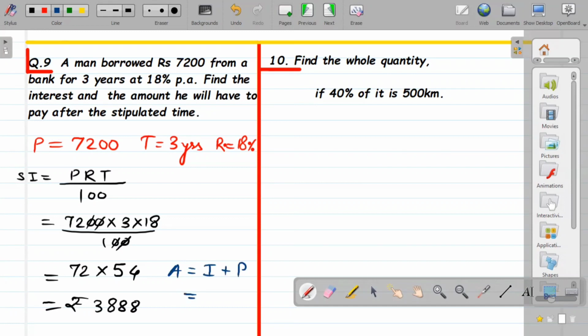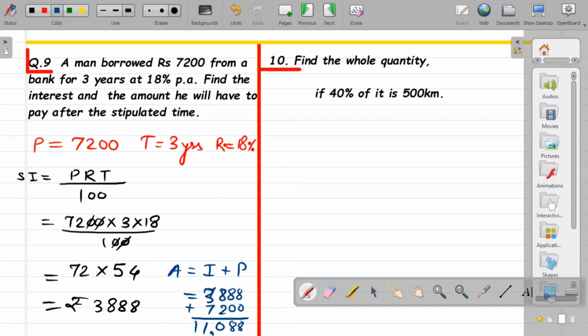So now the amount will be the simple interest, which is 3,888, plus the principal, which is 7200. So the amount which we are getting is nothing but 11,088 rupees.